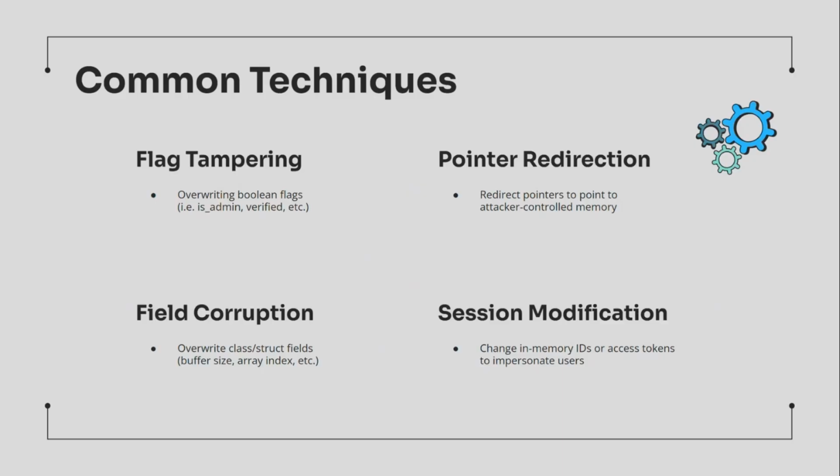Field corruption is where the attacker would attempt to modify a structure's field, such as an array index or the size of an array, to alter the program's execution that way. And finally, session modification. That is where the attacker aims to alter IDs or tokens stored in the memory that allow them to impersonate another user. So similar to how is admin in flag tampering could be set to true to impersonate an admin, here they would alter the password stored in memory to gain access that way instead.